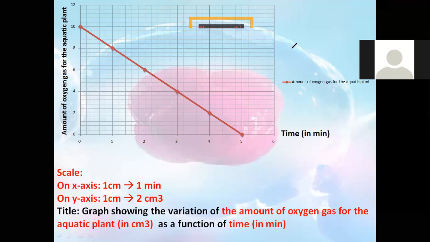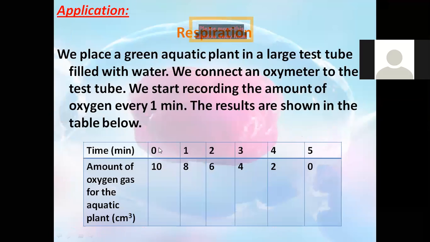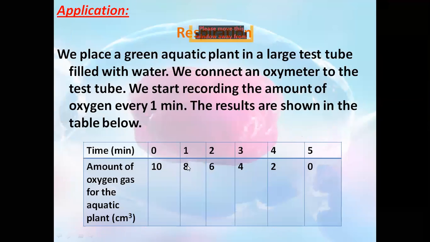Let's plot the graph. First, if I want to plot the graph, I have to start from the beginning. At time 0, it was 10. At time 1, it was 8. At time 2, it was 6. Time 3, it was 4. Time 4, it was 2. And time 5, it was 0.